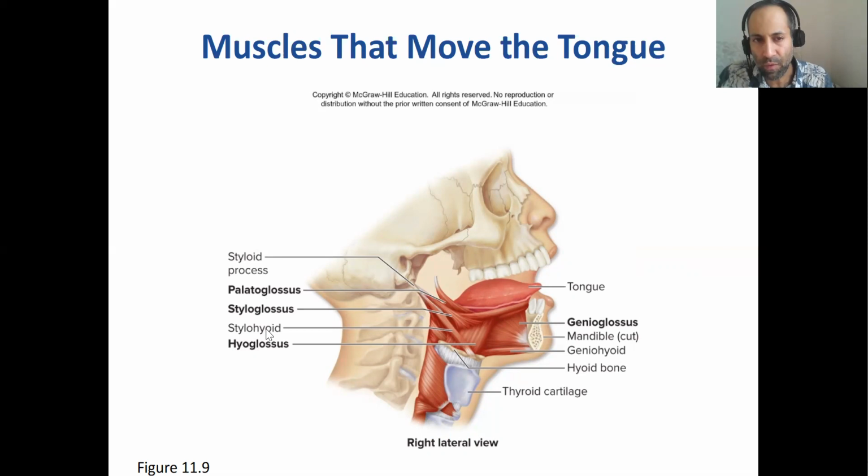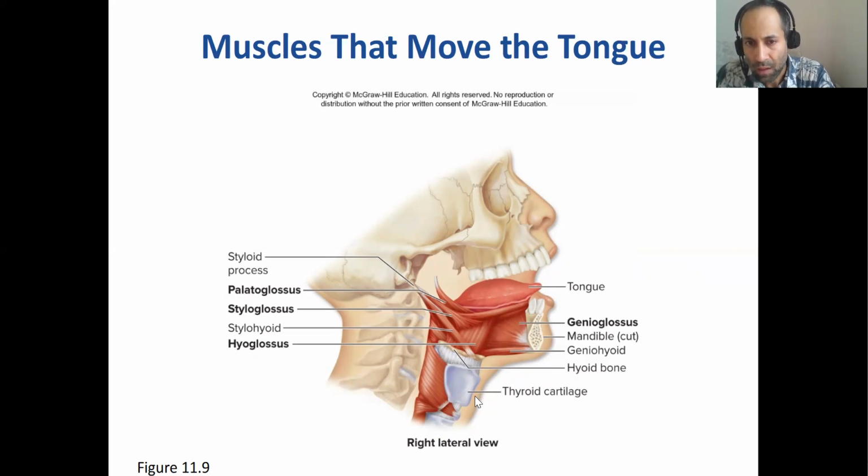Stylohyoid, you can tell me where it's coming from: the styloid process to the hyoid bone. Again, the hyoid bone moves up and down, the Adam's apple, right? So this is the insertion. This doesn't move. This just anchors the muscle. So that's the origin. Hyoglossus, again, from where to where? From the hyoid bone to your tongue, right? So the hyoid is your origin, and the glossus, the tongue part, is the insertion because that moves. Genioglossus, again, from the genu process, which are parts of your hyoid bone, to the tongue.